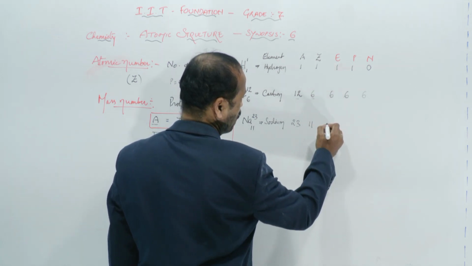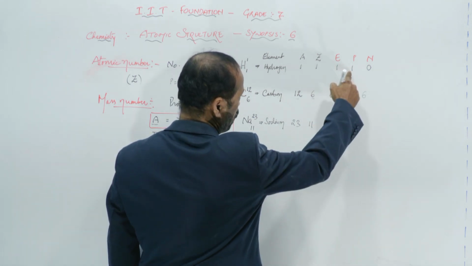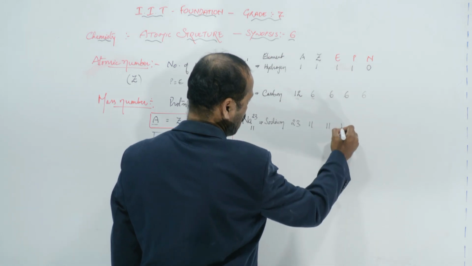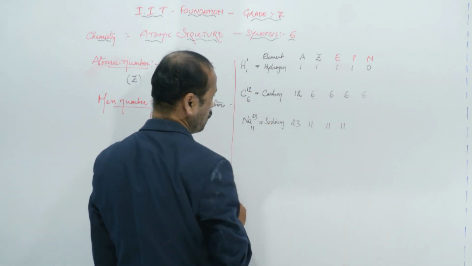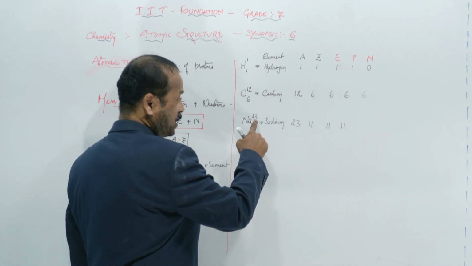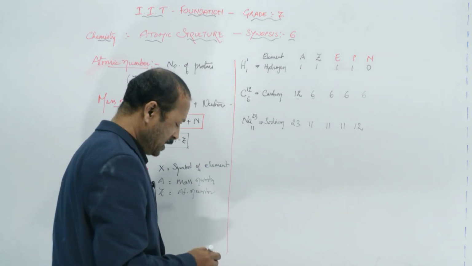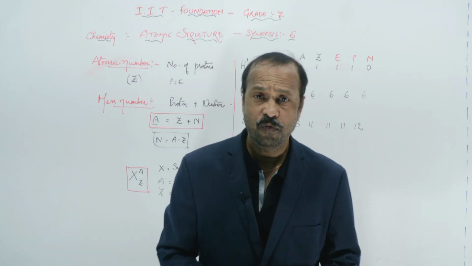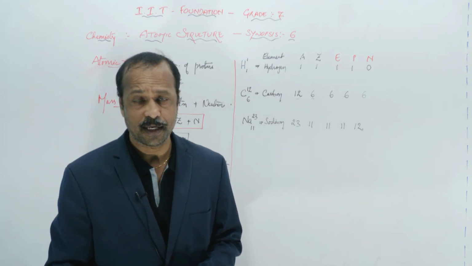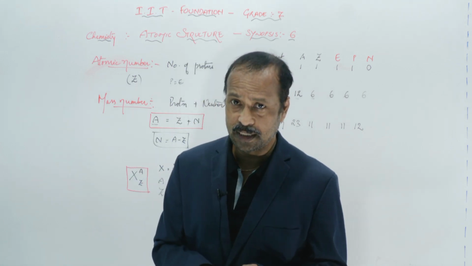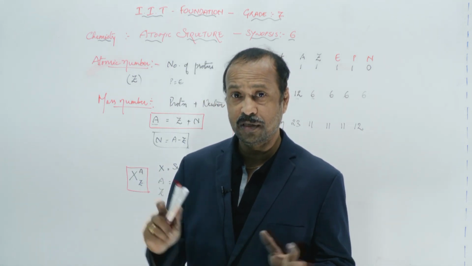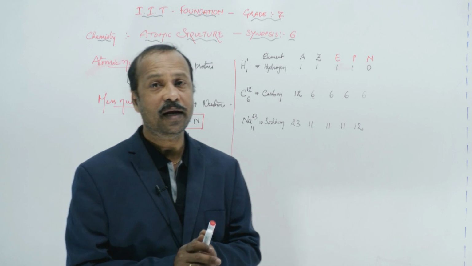How many electrons? Atomic number is equal to the number of electrons. So 11 only. How many protons? The same, so 11. Now the number of neutrons I want: 23 minus 11, so 12. So like this, in any atom, if we know the atomic number and its mass number, we can find the number of electrons, protons and neutrons in that particular atom.